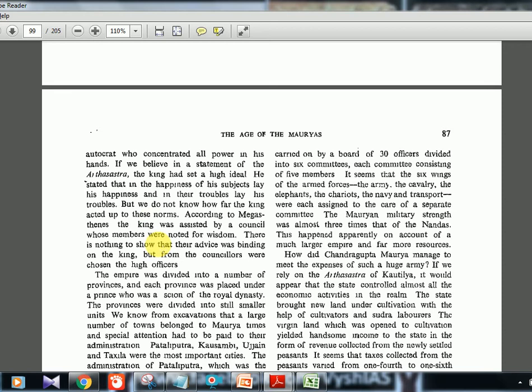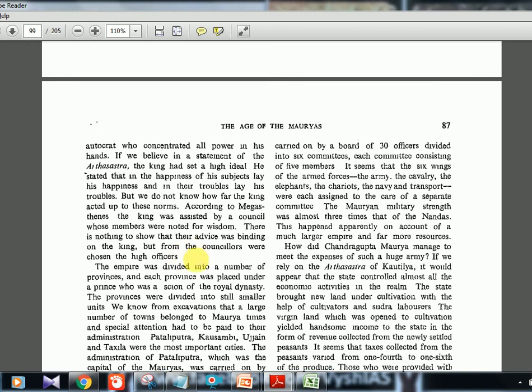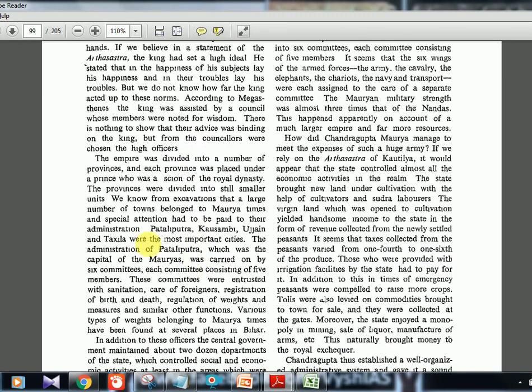According to Megasthenes, the king was assisted by a council whose members were noted for wisdom. There is nothing to show that their advice was binding on the king, but from the councillors were chosen the higher officers. So there was a council, and from there higher officers were chosen, but their advice was not binding.